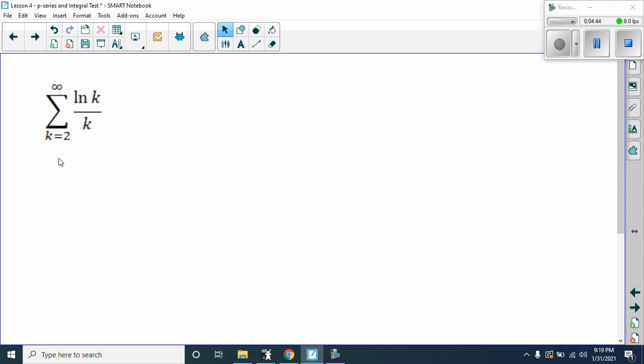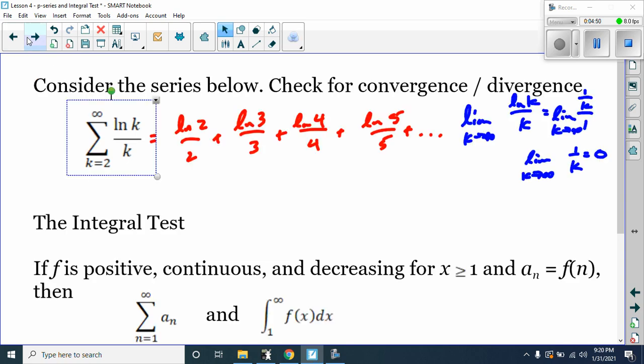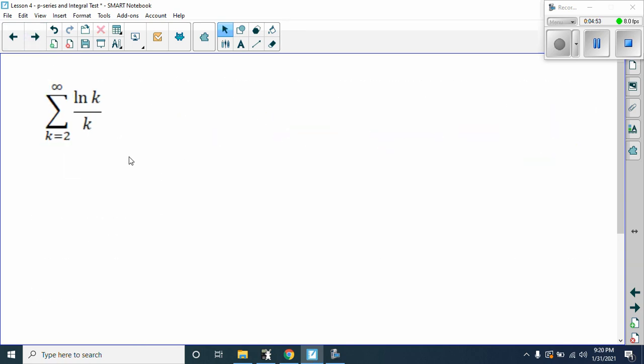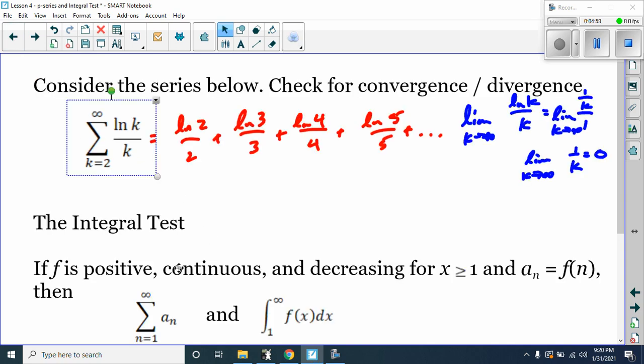So this one gives us the sum as k goes from 2 to infinity of ln of k over k. Notice we are not continuous at k equals 0. K equals 0 is not on my interval. We could prove it is continuous. We've kind of shown that they're all positive. If I plug in anything bigger than 2, I'm going to get positive on the top and positive on the bottom. We could take the derivative of this and prove that it is always decreasing. Take my word for it. You don't need to worry about that right now.